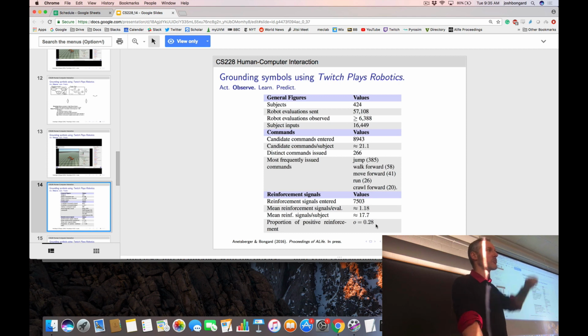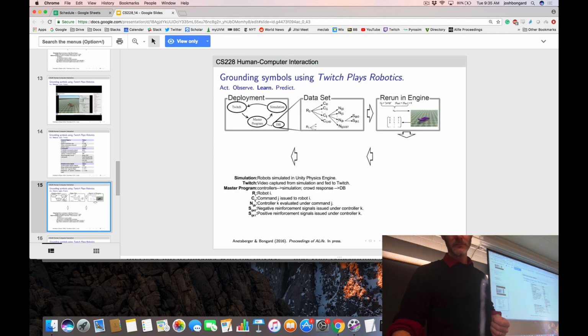So most of the votes were no votes, which kind of makes sense. The robots are moving randomly. They're usually not going to be doing whatever the crowd has commanded them to do. So far, so good? Okay.